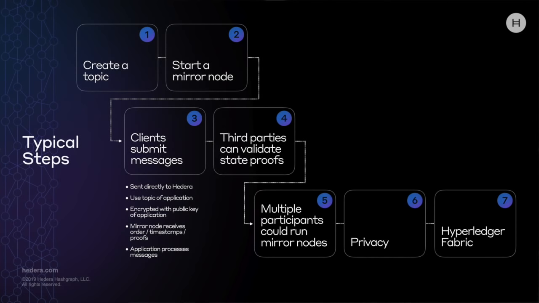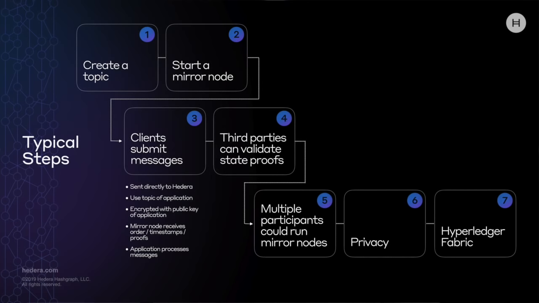They don't have to believe that your little system over here, your game or your stock market, has more than 2/3 honest. If you're playing a game, probably not a good assumption that they're more than 2/3 honest. Probably a better assumption that they're all dishonest. Who knows? But you don't have to trust. You get the enormous trust of Hedera, even if your small system is not trustworthy at all. You still have that trust because third parties can validate the state proofs.